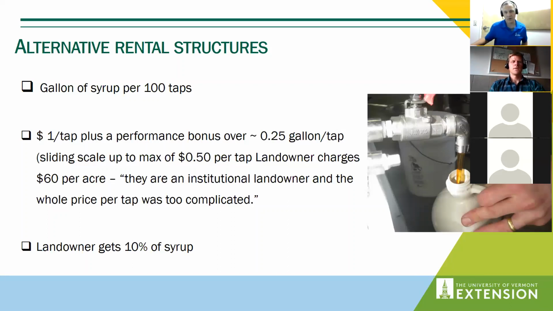Great. I want to ask Mark a question that came in from when people registered. Mark, is there a price differential on rental rates for sugar maple versus red maple trees? Yep, that's a good question.